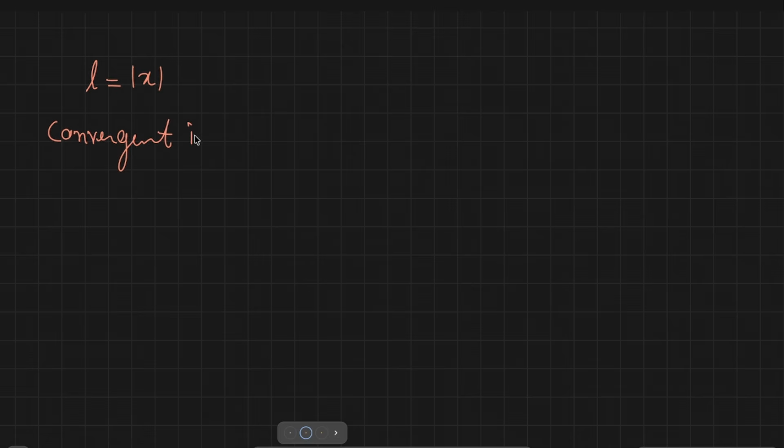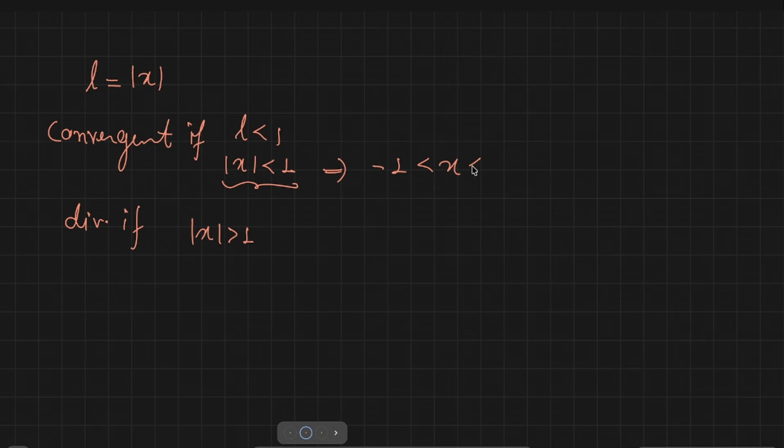if L is less than 1, it means mod x is less than 1, that is the condition. Divergent if mod x is greater than 1. Okay, so this is basically the condition. So it means when x is between minus 1 and 1, this will be convergent. In this way you can discuss the convergence of these kinds of series.